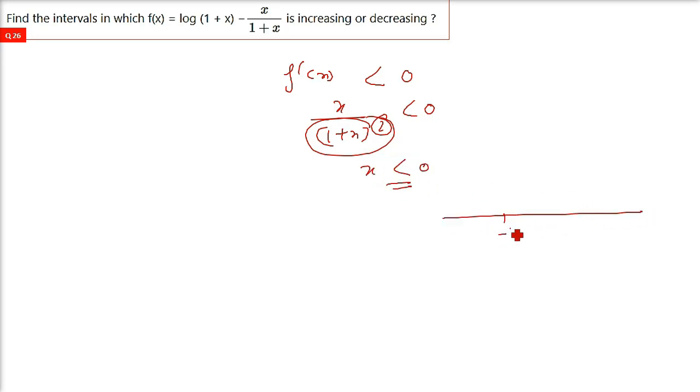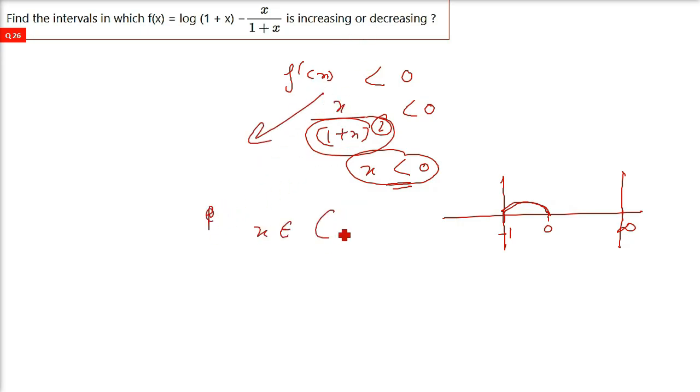Now x less than 0 means what? I told you the domain was -1 to infinity, because 1 plus x cannot be an invalid value. In x by 1 plus x, 1 plus x cannot be an invalid value. So it is saying x less than 0. So the domain is -1 to 0. This is the wall. You have to go below 0, so you can just go up to -1. So -1 to 0 is the interval in which it is decreasing. x should belong to -1 to 0 in order to be the function decreasing. From 0 to infinity, I told you that it is actually increasing.